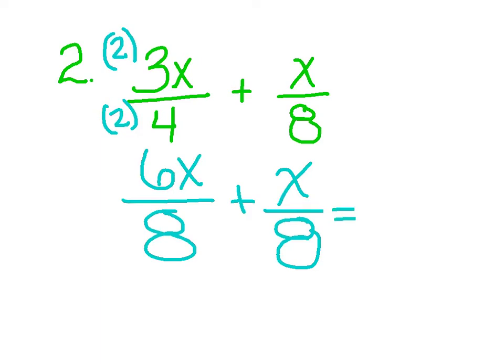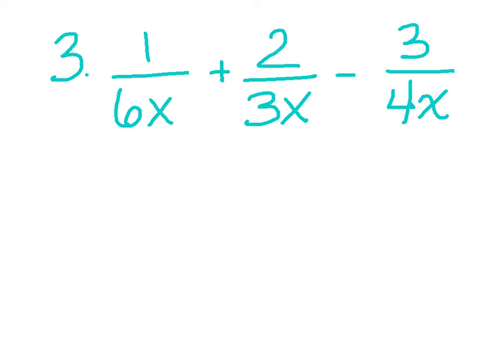Now that I have a common denominator, I'm going to only add the numerators. So 6x plus x gets me 7x all over 8. My last step is just to make sure this fraction is reduced, and of course 7/8 has nothing in common, so this is a simplified fraction.